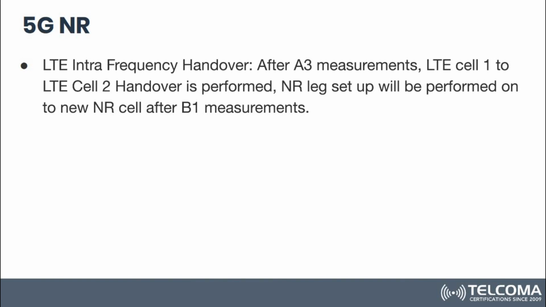5G NR inter-frequency handovers are done on A3 measurements, and NR leg setup is done on B1 measurement, because for LTE, NR is another technology, that is, inter-RAT. So for NR leg setup, the second leg setup, once we have set up the LTE leg, we have to do B1 measurements. Once the B1 measurements are done and we have identified which NR cell to go on, we can do the setup of the NR leg in the second phase.